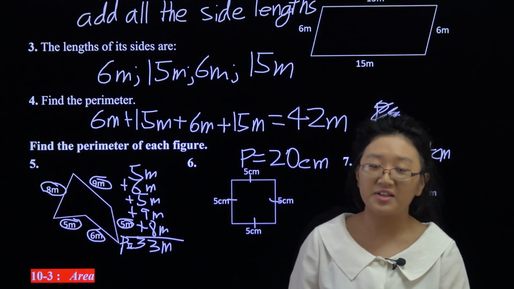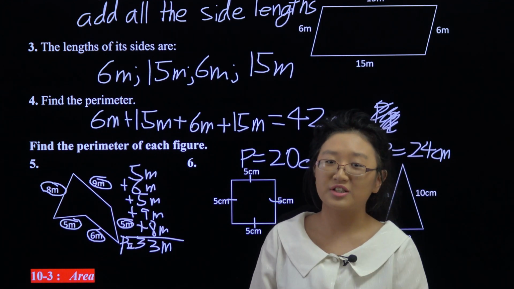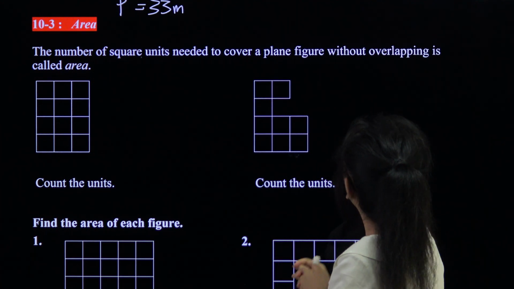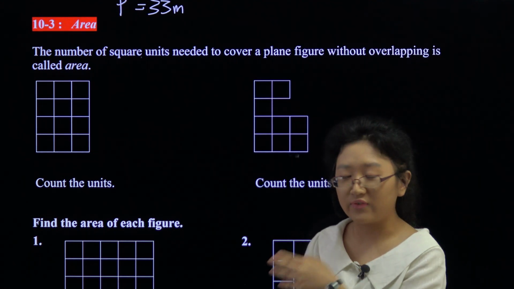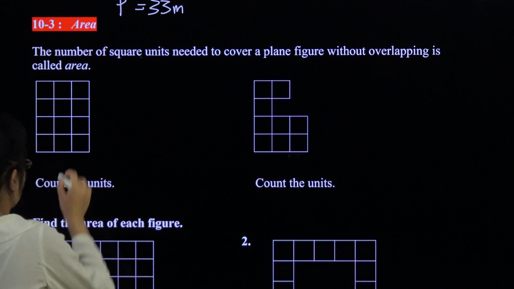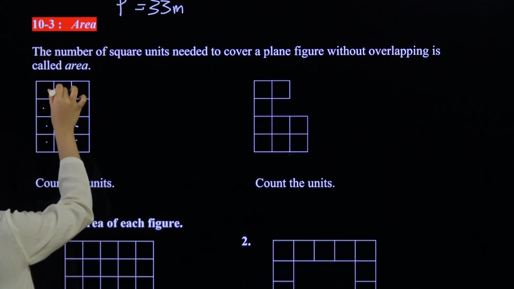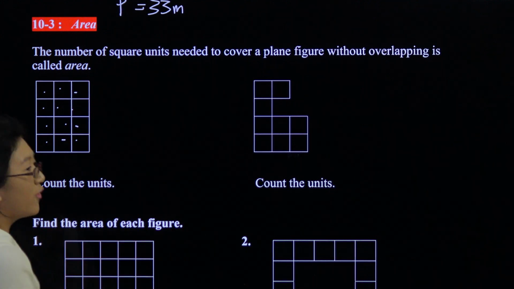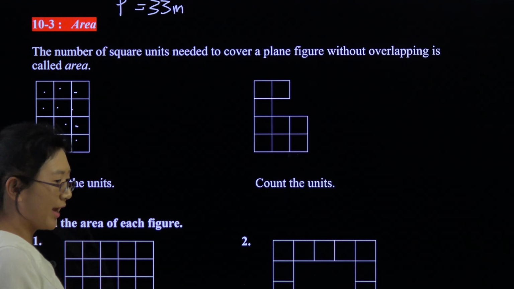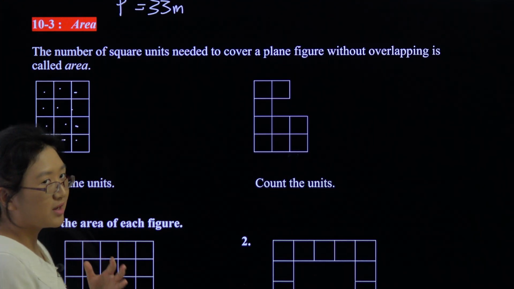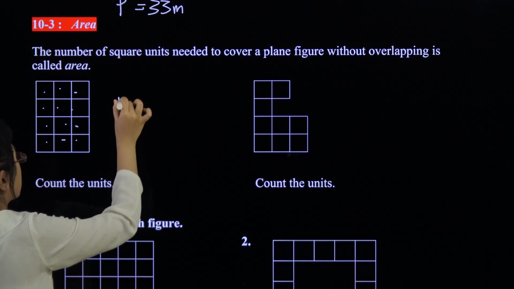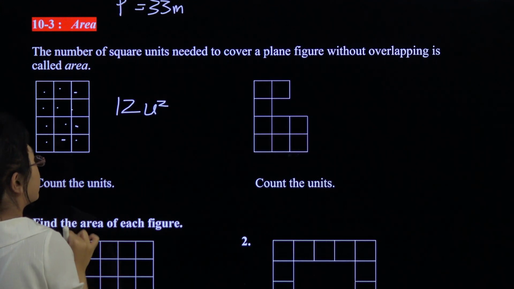All right, moving on to the next section, which is amazingly not actually problem solving. Area. The number of square units needed to cover a plane figure, which is a 2D figure, without overlapping is called area. For example, over here, we have 1, 2, 3, 4, 5, 6, 7, 8, 9, 10, 11, 12 units, or 3 times 4 units. This is why multiplication is important, because when calculating area, a lot of times you would need to use multiplication. In fact, all the time. So this is 12 units squared.